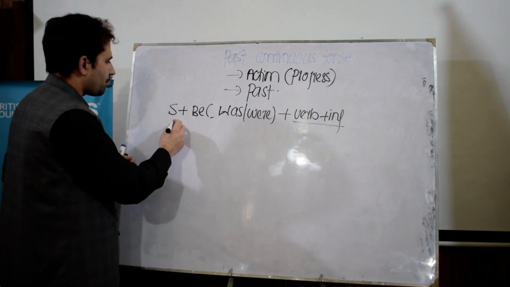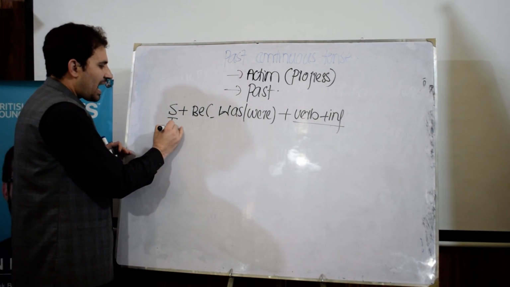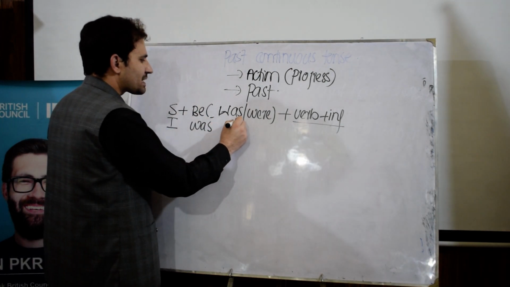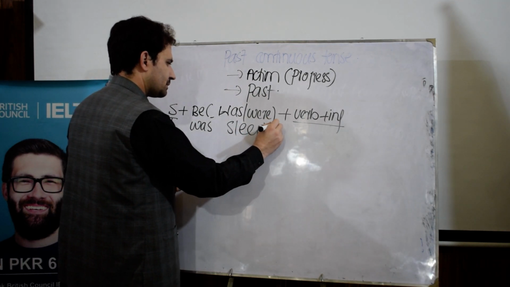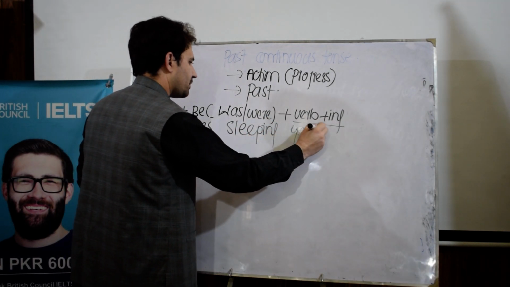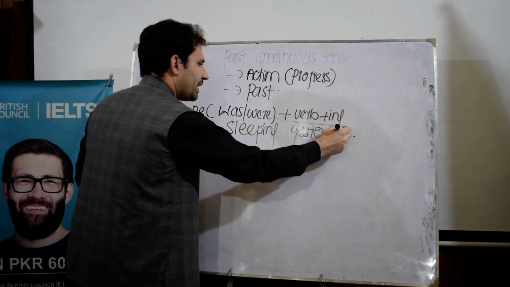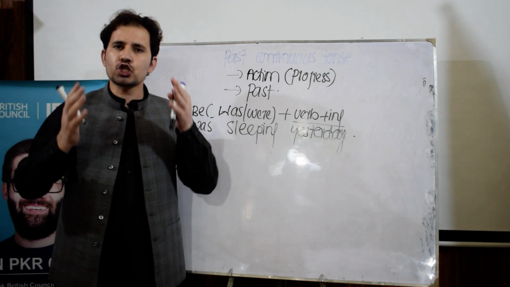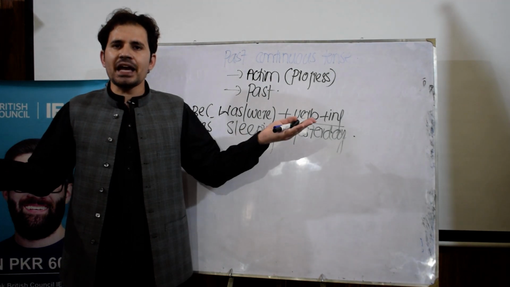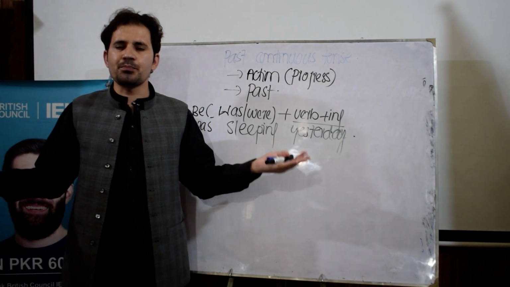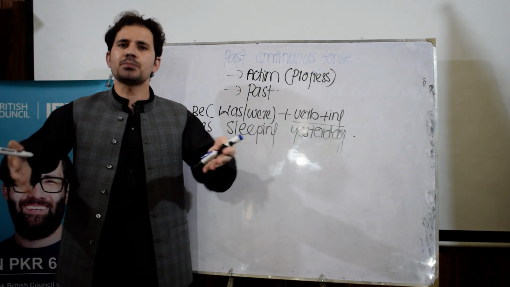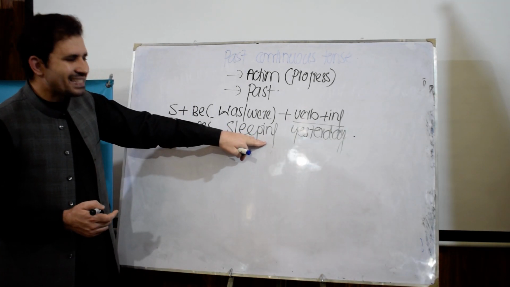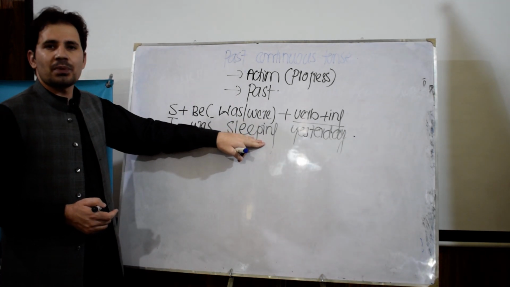Let me make some examples. For example, if I want to say I was sleeping. I was sleeping yesterday, for example. Now, in this case, what does it show? It shows my continuous action, the action that was in progress when it was in progress in the past. So I'm using, first of all, was with sleeping. Subject, was, with verb plus ing.